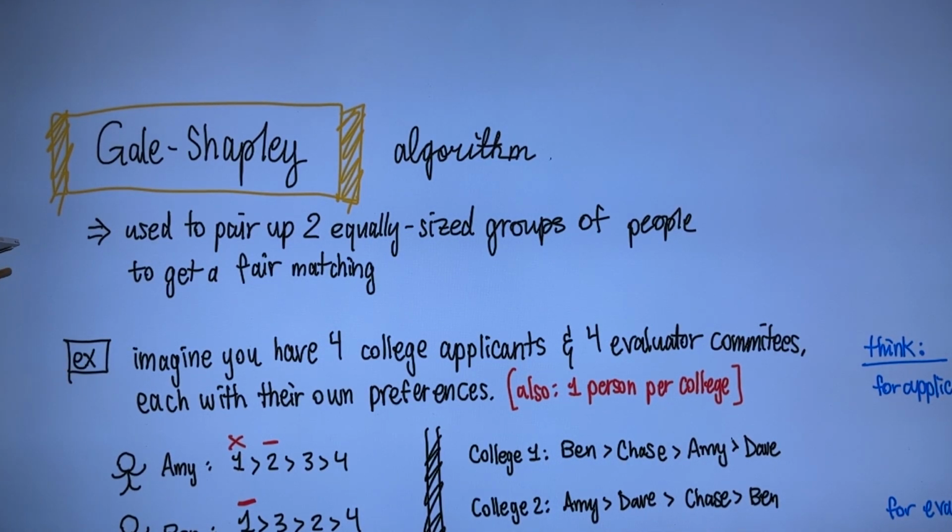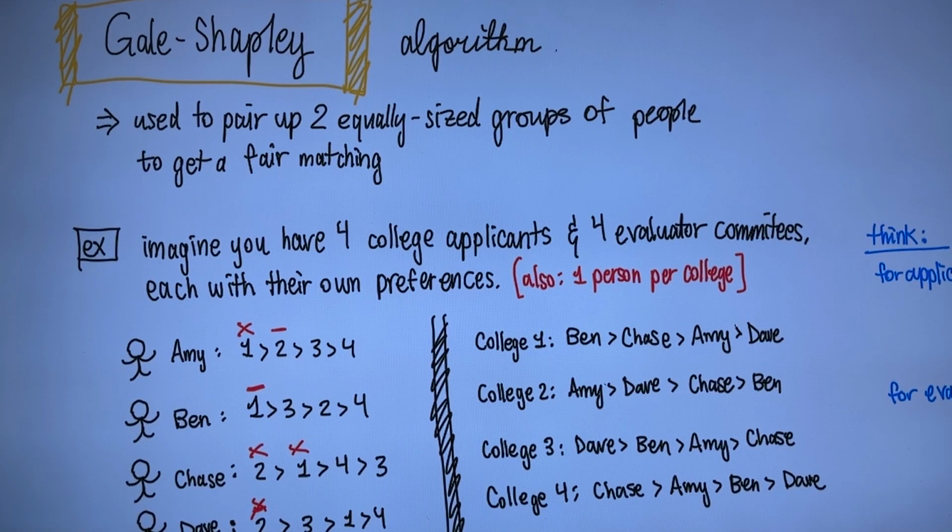So one really good example of this is with college applications and college committees that evaluate those applications. So imagine that you have 4 college applicants and 4 evaluator committees, each with their own preferences. Now, because this is a very simple word problem, we are going to assume that every college can only take 1 person. Ridiculous, I know, but it works for this example.